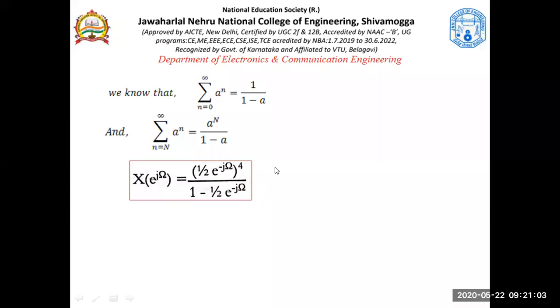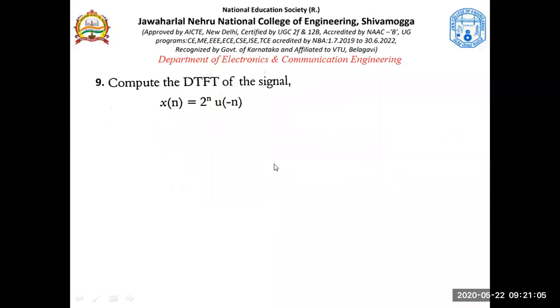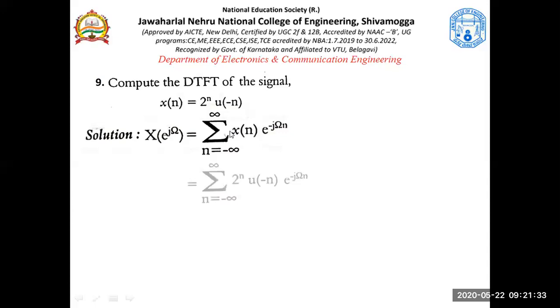Okay, so let's move on with the next problem. It's all about identifying the range of the given signal. What is the range of this given signal? You have 2 power n u of minus n, and again this u of minus n is defining the range of 2 power n. Okay, so let's see how it goes. Let's bring in 2 power n u of minus n in place of x of n. X of n is substituted here.